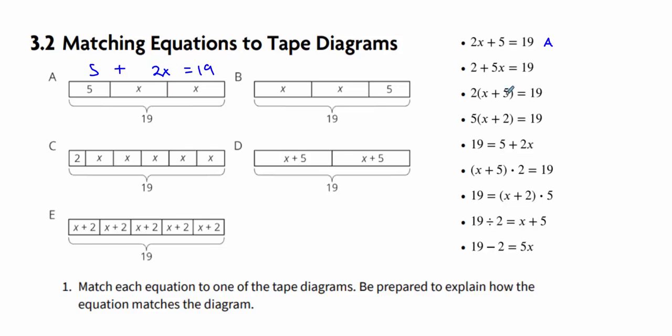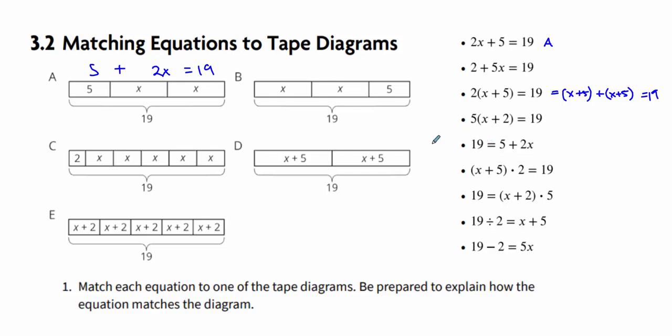2 times the quantity of x plus 5 is equal to 19. That means this one would be like 2 groups of x plus 5. So this would be equal to x plus 5 plus another x plus 5 is equal to 19. So that's not quite what we have here, right?